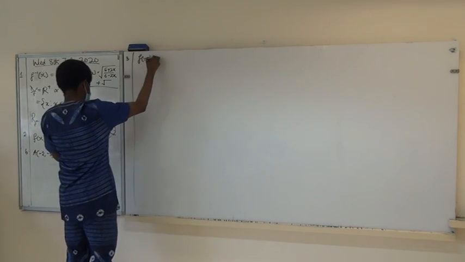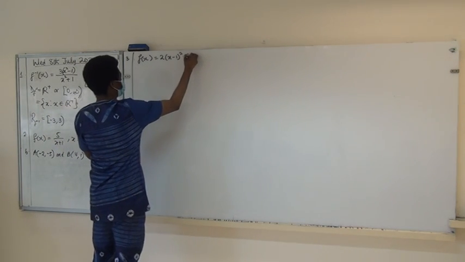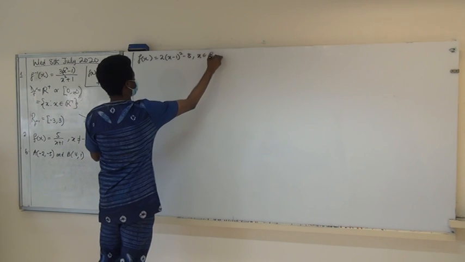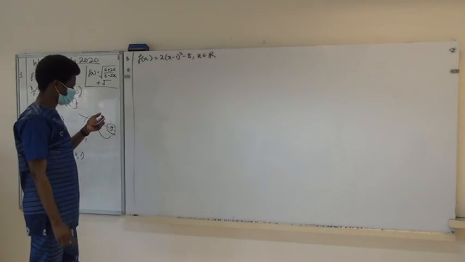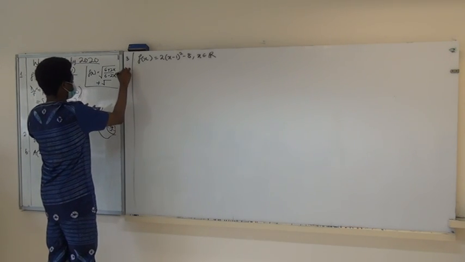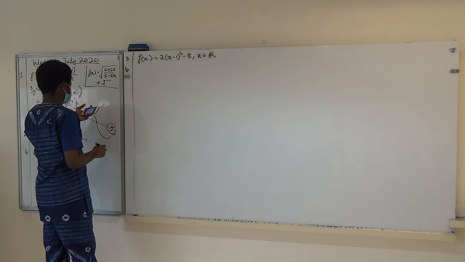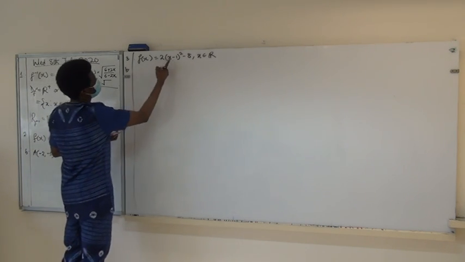Okay, so the next question you look at is this question. F of x is 2x minus 1 squared minus 8, x belongs to R. So the first thing is, show that f of x is this, just expansion. We don't need to waste time on that. B, from the graph, write down the coordinate of the vertex. That's easy to pick from here.